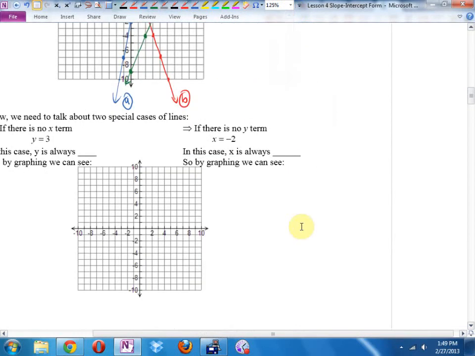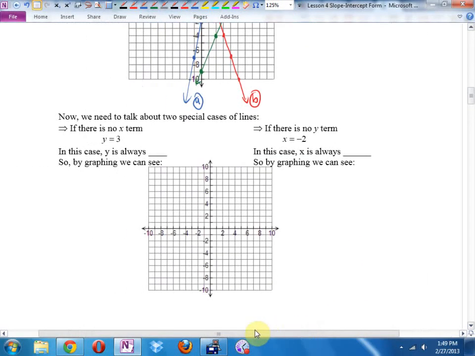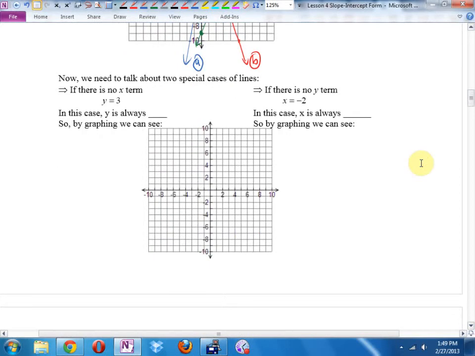We need to talk about two special cases. The first case is if there's no x term. If you have, for example, y equals 3, I'm going to argue that this is the same as y equals 0x plus 3. Because what would 0 times x be? And would I bother writing it? But I'm telling you that's where it came from.